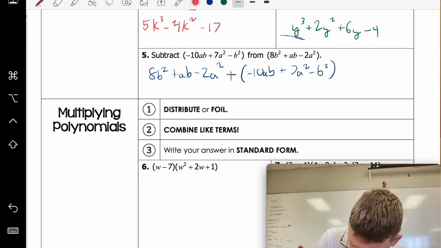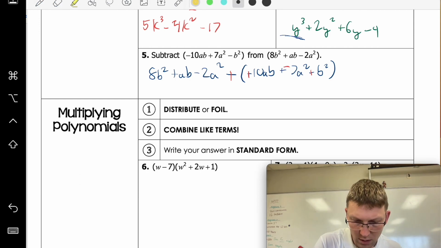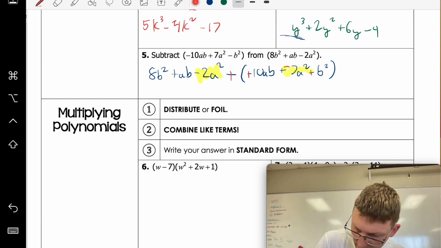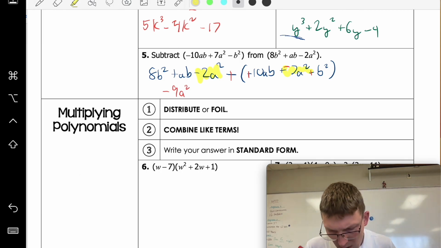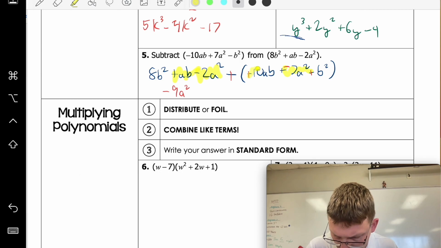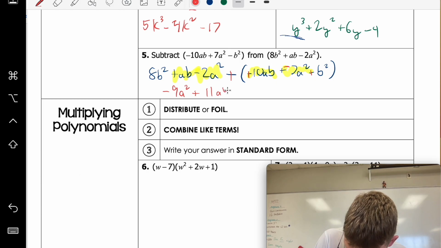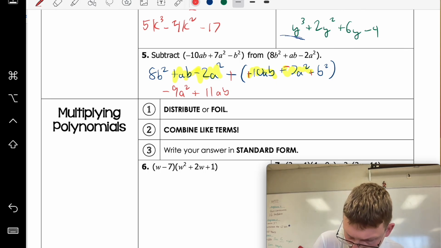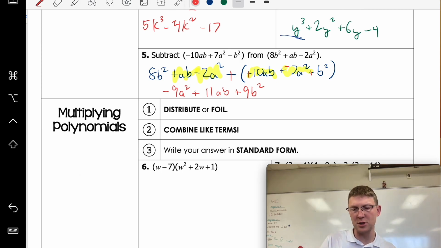So now we're going to distribute the negative sign, and it's just going to change all of my signs. And let's see here. I've got 2a squared and a negative 7a squared, we're going to have negative 9a squared. ab, 10ab plus 11ab, and then 8b squared plus 9b squared. So just a little bit of terminology, nothing crazy.